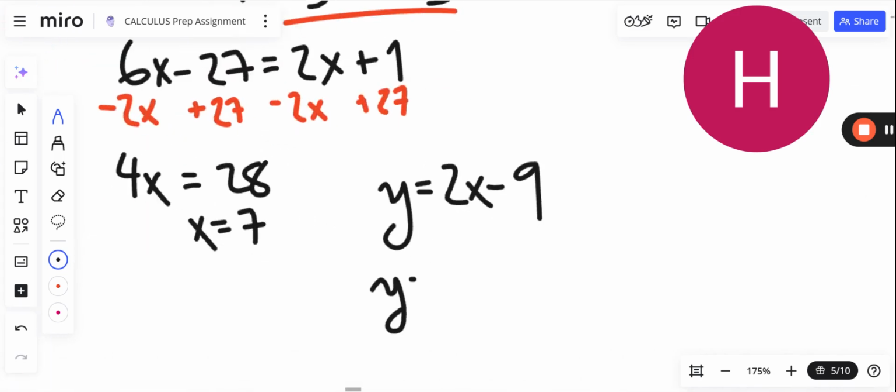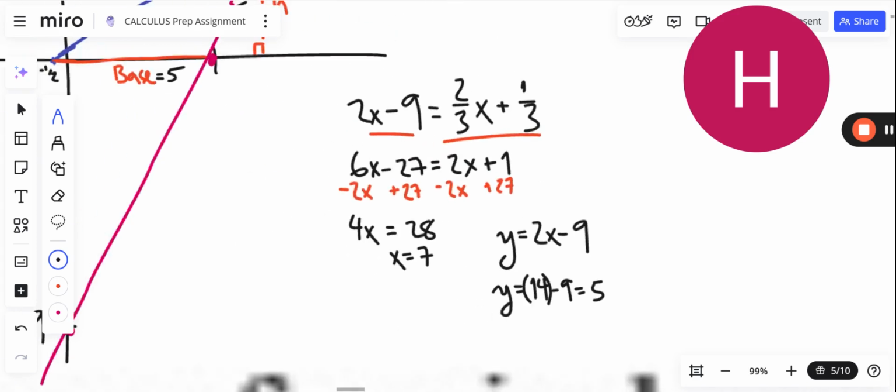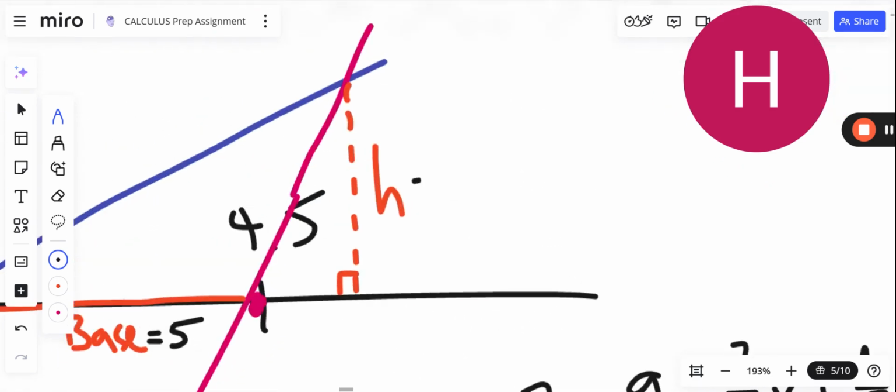So y is going to be equal to 2 times 7 minus 9, which is 5. So that gives us the height of this triangle.